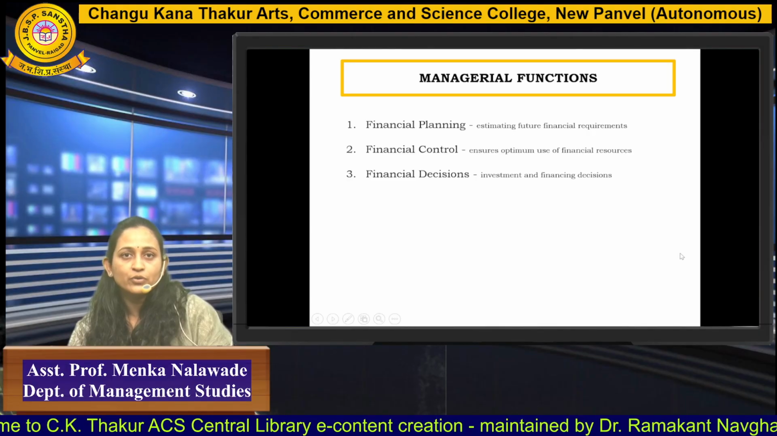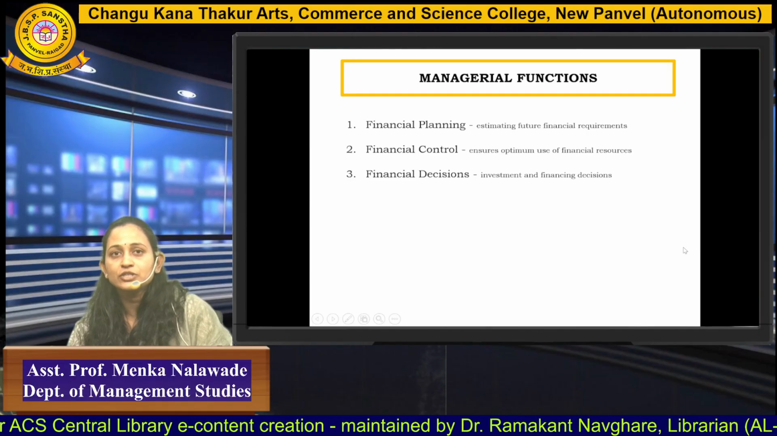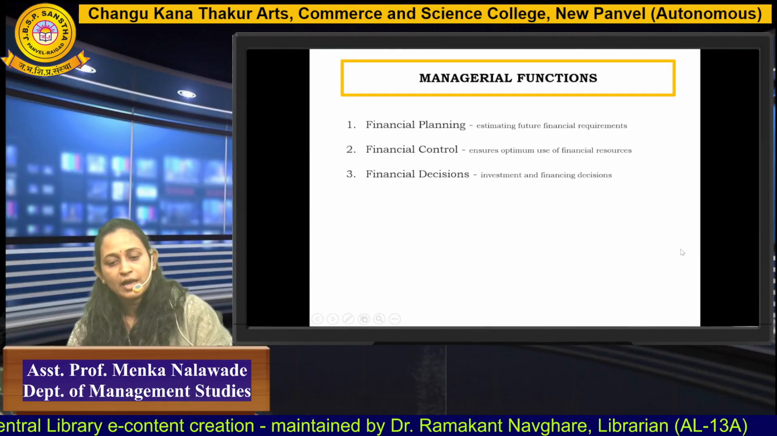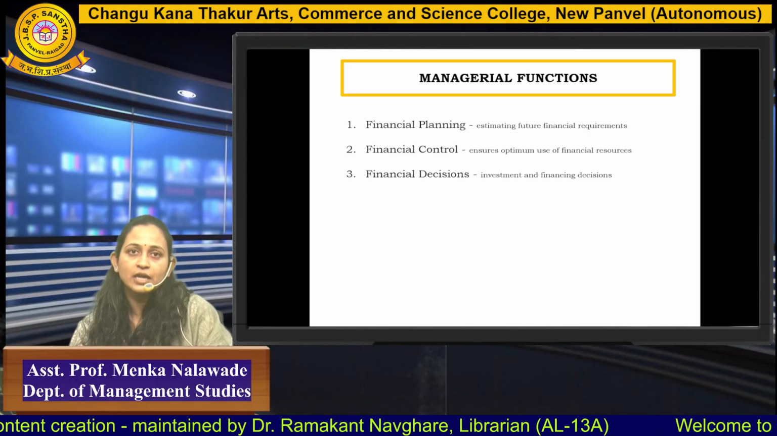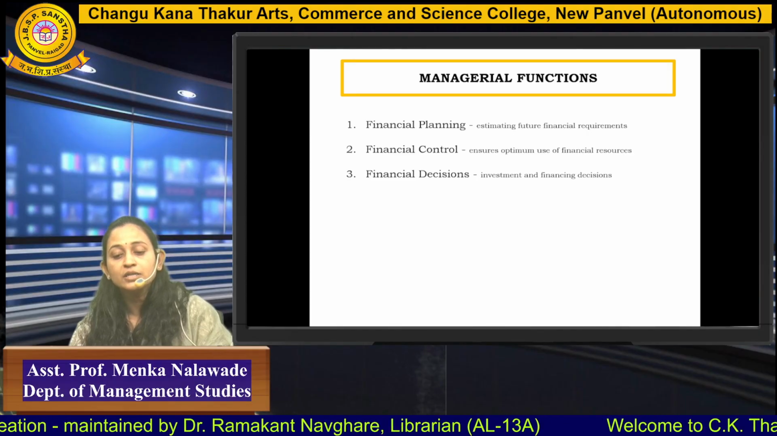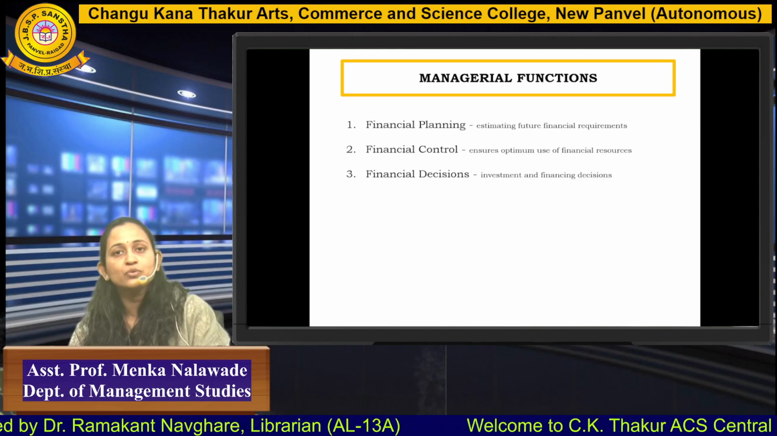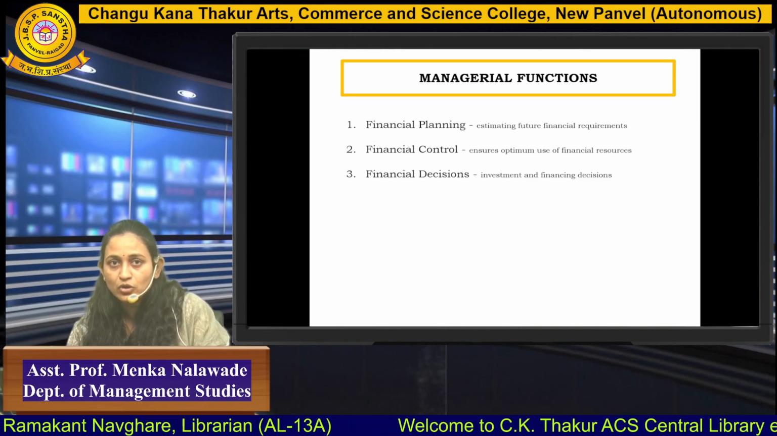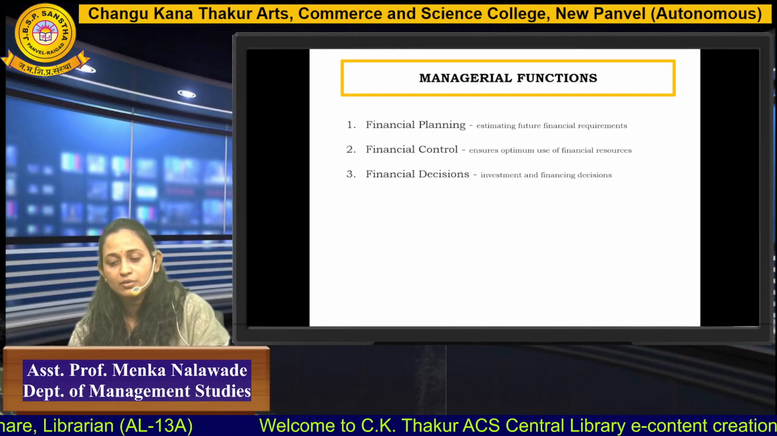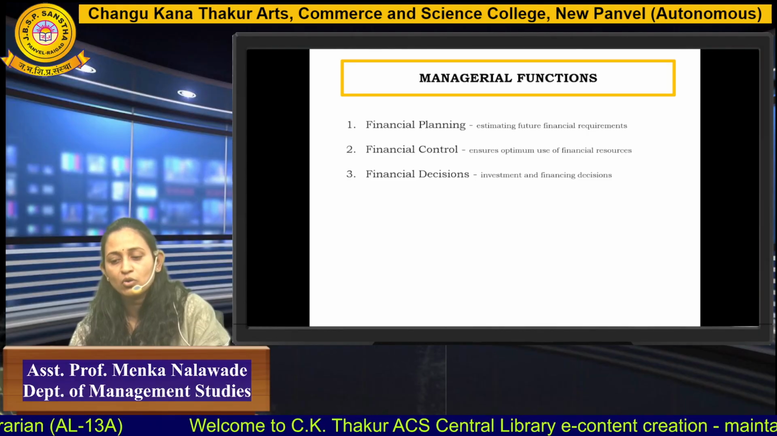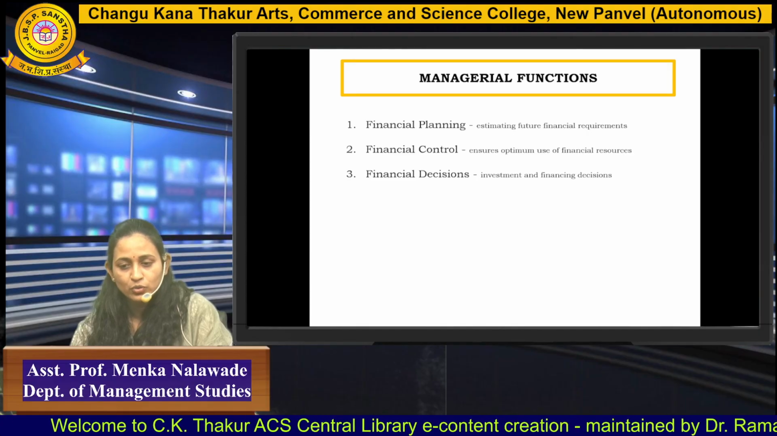Then second is financial control. When you are procuring the funds, they have to see that proper utilization has been done for those funds. And the third is financial decisions. In financial decisions, a manager has to see that proper decisions are being taken with regard to investment in plant and machinery, investment in fixed assets, research and development, or distributing dividends to their shareholders.